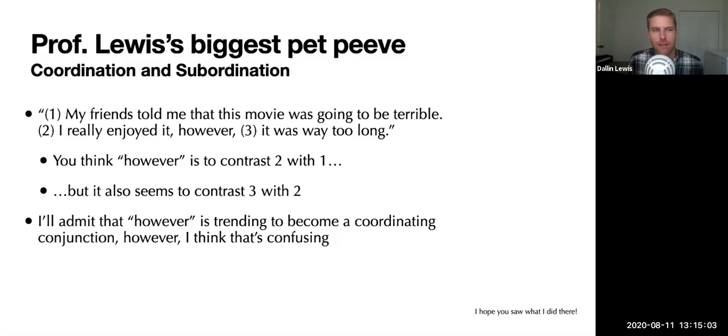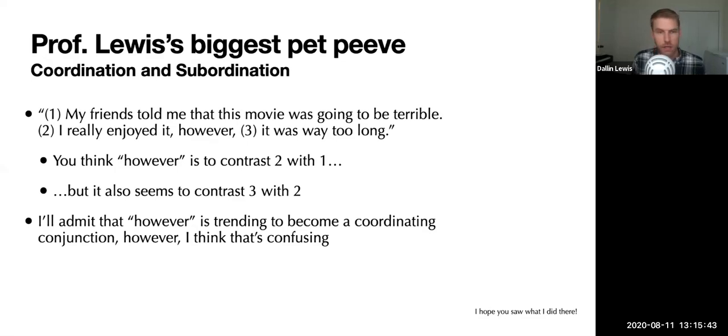So, sentence number 3, though, is going to create the confusion: It was way too long. And so now you're left wondering, wait a minute, is this however meant to contrast sentence 1 with sentence 2? Or is it meant to contrast sentence 2 with sentence 3? Because all 3 of these are in a series of contrasts, and you don't know what this however is doing. So this is the problem with using however as a coordinating conjunction, as it's being used here between 2 and 3: we're not clear whether the however applies to the relationship between 1 and 2 or between 2 and 3. So please don't use however as a coordinating conjunction.